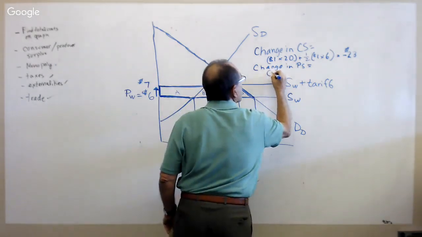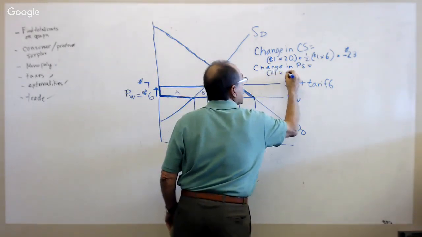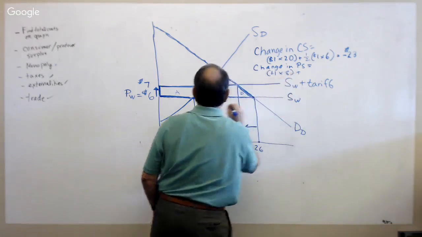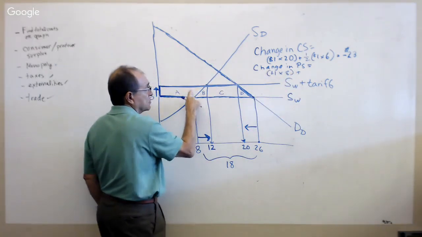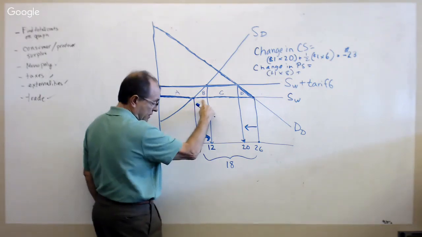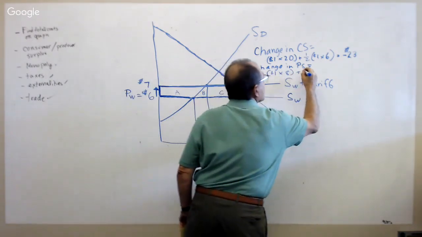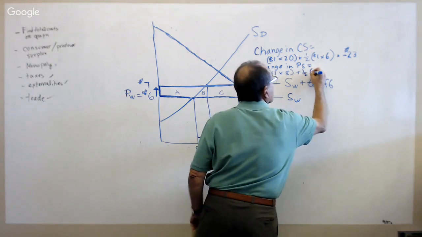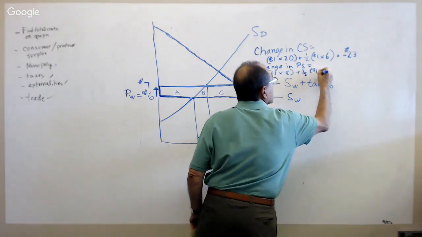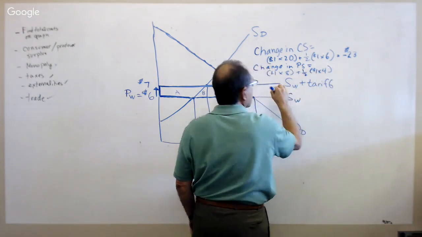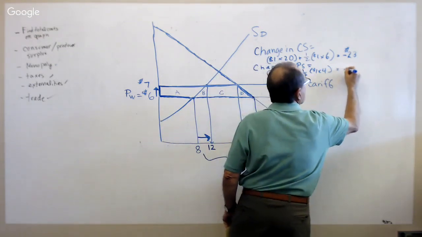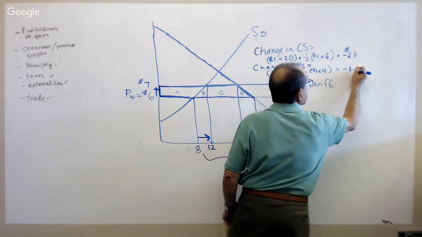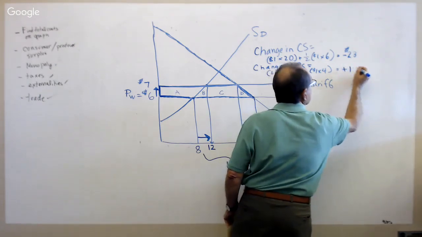So $1 times 8 plus this triangle here. The height of the triangle is $1 and the width of the triangle is 4 units. So 1/2 times $1 times 4. That gives us 8 plus 2 equals $10.